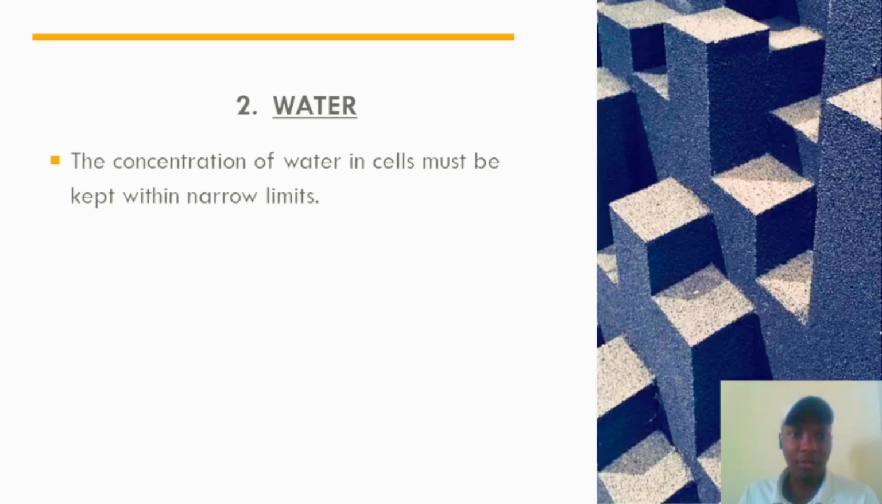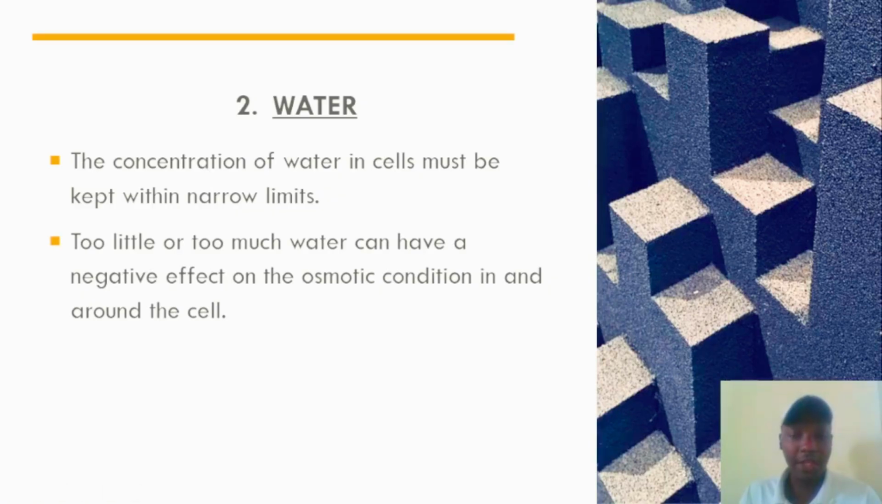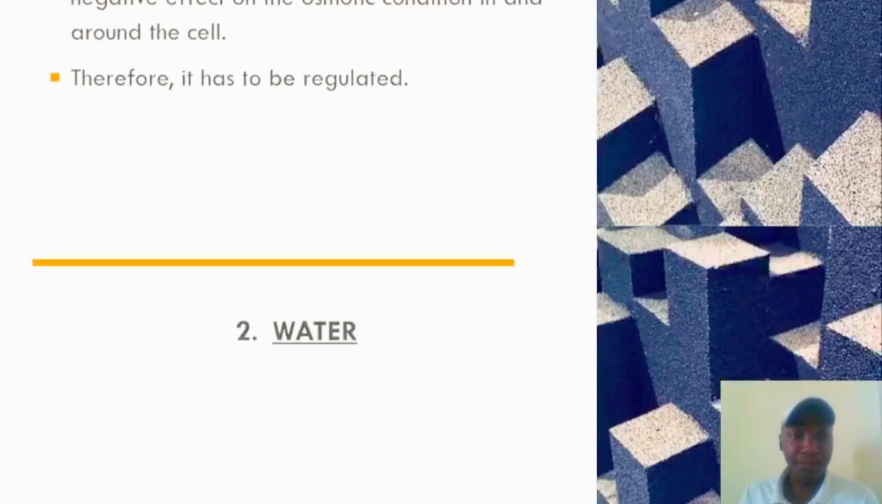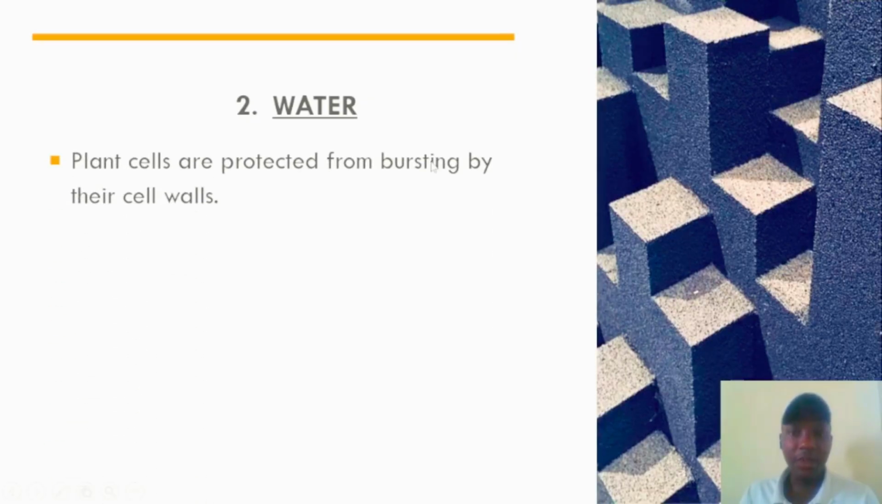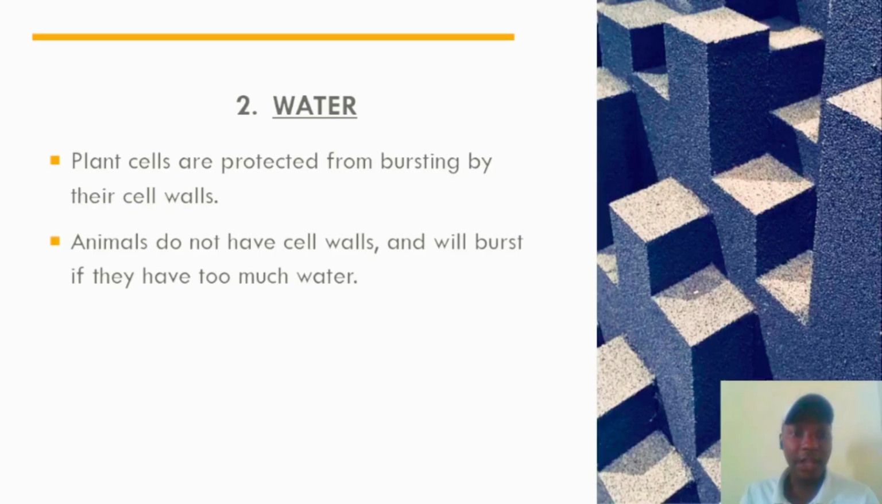Then water. As we said in the introduction, the body excretes excess water. The concentration of water in cells must be kept within narrow limits, as too much or too little water can have a negative effect on the osmotic condition in and around the cell. Therefore, it has to be regulated. Plant cells are protected from bursting by their cell walls, while animal cells do not have cell walls and will burst if they have too much water.